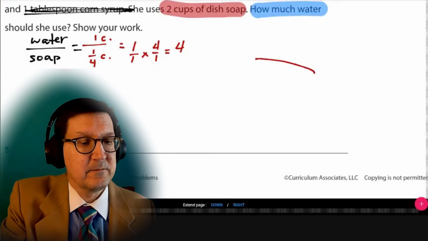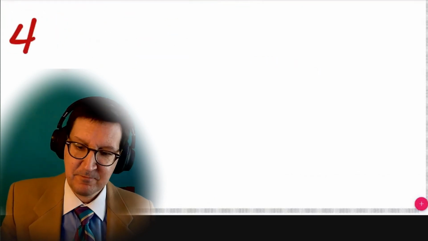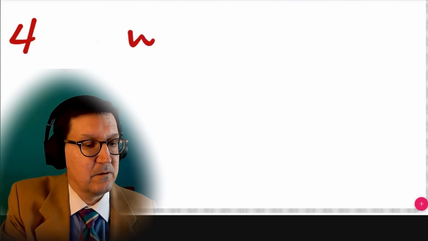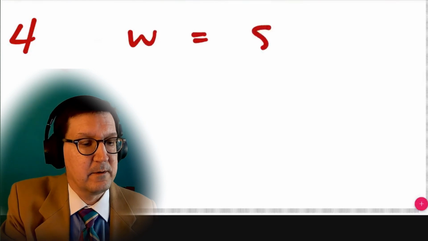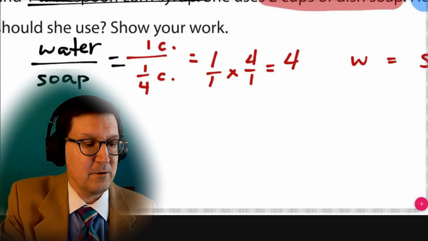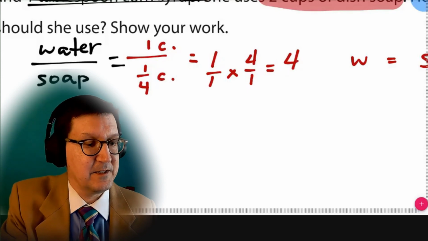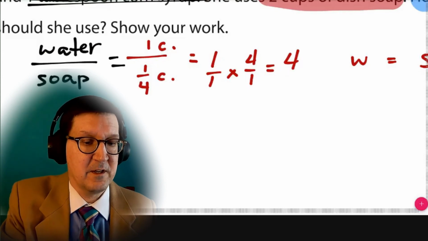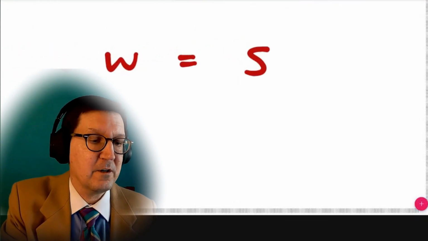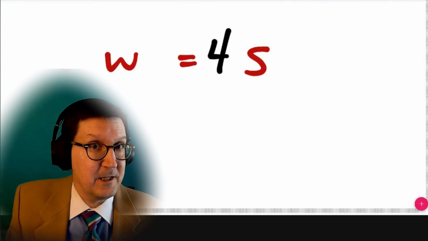So let's do that. And let's use an equation this time. So we know that we have a relationship between water and soap. Now we know that 4 cups of water make 1 cup of soap, right? That's what this constant of proportionality tells us. 4 cups water, 1 cup of soap. So that means if 4 cups of water are 1 cup of soap, water equals 4 times the amount of soap. So our constant of proportionality goes on the soap side of things.